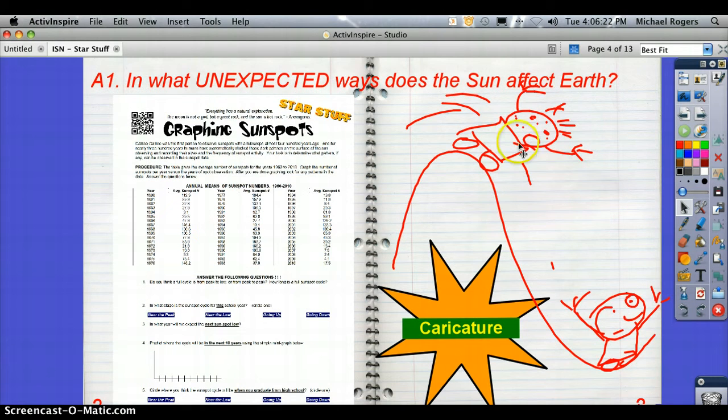Then the next page, still on question A1, in what unexpected ways does the sun affect the Earth? And here you can take your sunspot graph that you created in class and tape that in on the left side. And on the right side, I would recommend a caricature. And we even did one in class here. So like for me, I did a roller coaster because that's what the sunspot graph looked like. And I put the sun on it with its spots. And so here it's at the sunspot peak, and then it comes down here about half of a cycle later, and very few sunspots. So I tried to do a caricature of the sun relating that. But again, you can do it however you want.